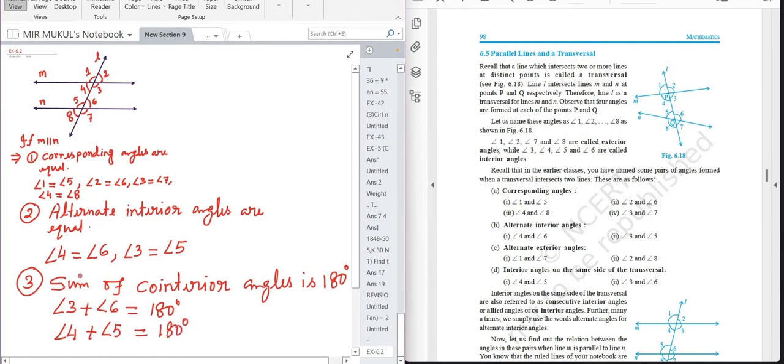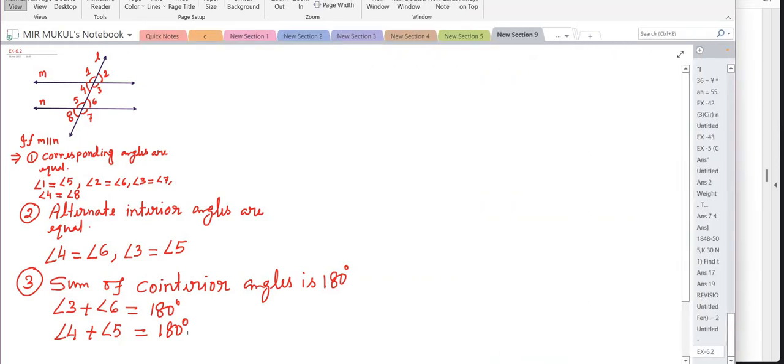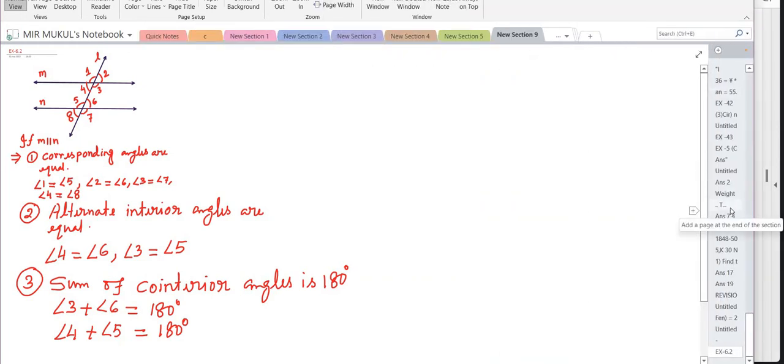So these three properties will be fulfilled for parallel lines. And if you want to prove whether these two lines are parallel or not, if you want to check that, out of these three, if any one is satisfied, then we can say two lines are parallel. This is the first concept. So here you can write this is A, and concept B.